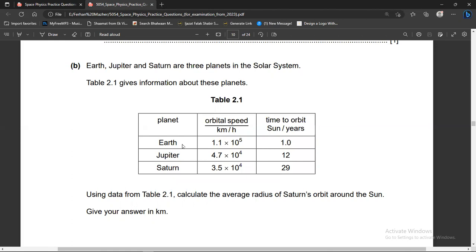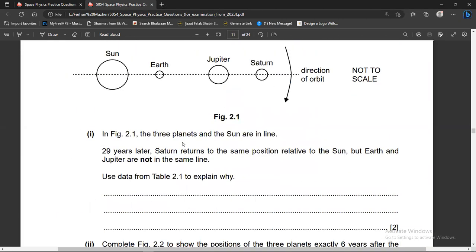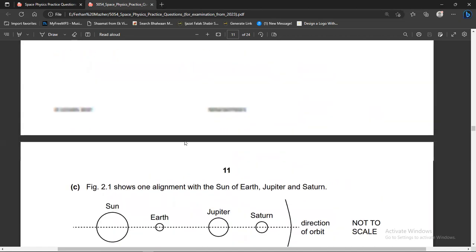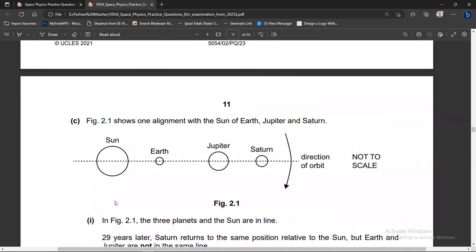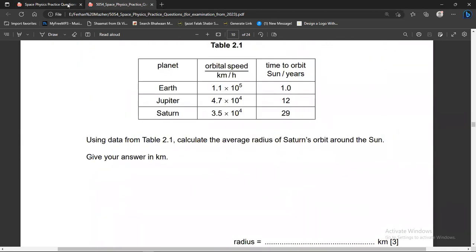So in 29 years, you will do 29 divided by 12, and you will get how many revolutions it has completed. In the same way, we know Saturn takes 29 years to complete its orbit, so 29 divided by 29. So Saturn will be back in the same position, but Jupiter will not have done the same thing. Let me show you my answer.